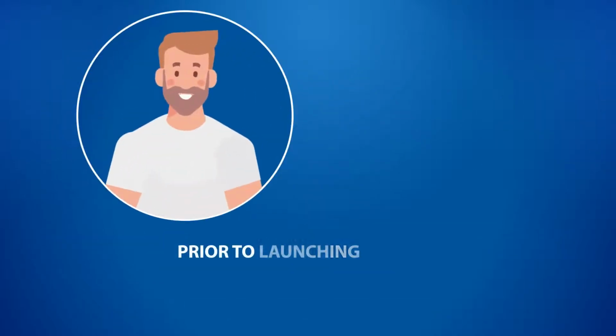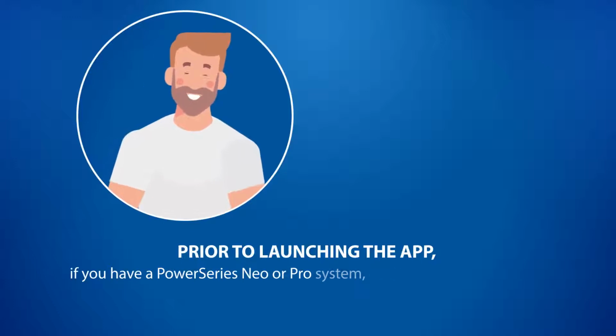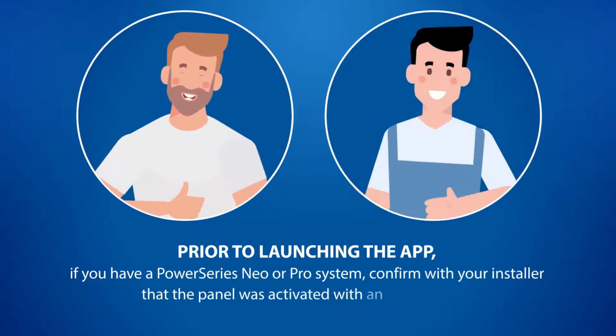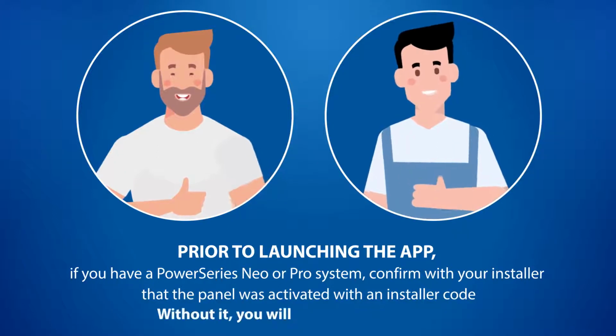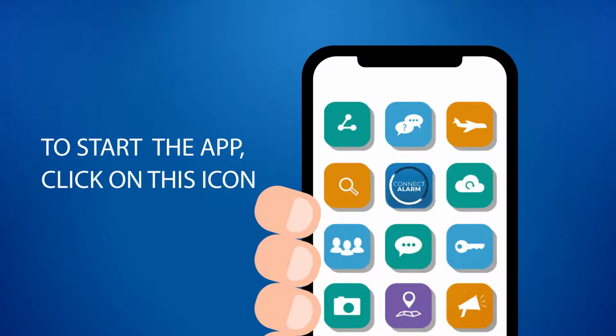Prior to launching the app, if you have a Power Series Neo or Pro system, confirm with your installer that the panel was activated with an installer code. Without it, you will not be able to proceed. To start the app, click on this icon.